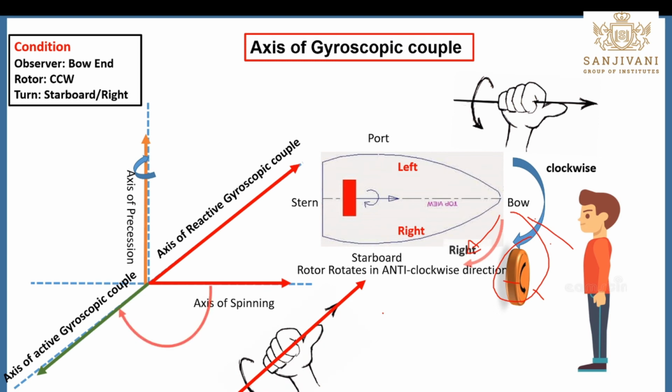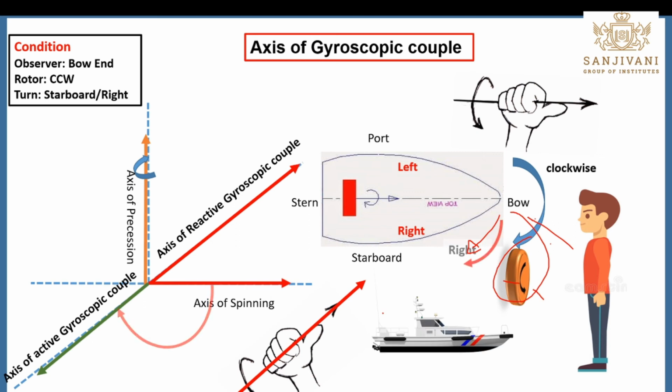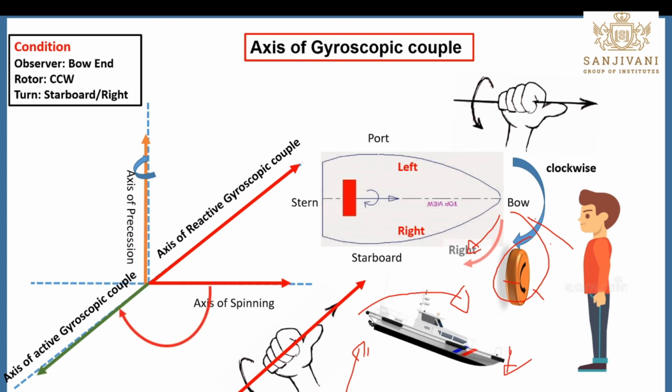This shows this direction is the clockwise direction. That means if we see this ship, this is the bow end, this is the stern end, and if you allow it to rotate in the clockwise direction, the bow end of that ship will move in the downward direction, and the tail, that stern end, will move in the upward direction. That means dip the bow, raise the stern is the gyroscopic effect in this ship. Dip the bow, raise the stern.